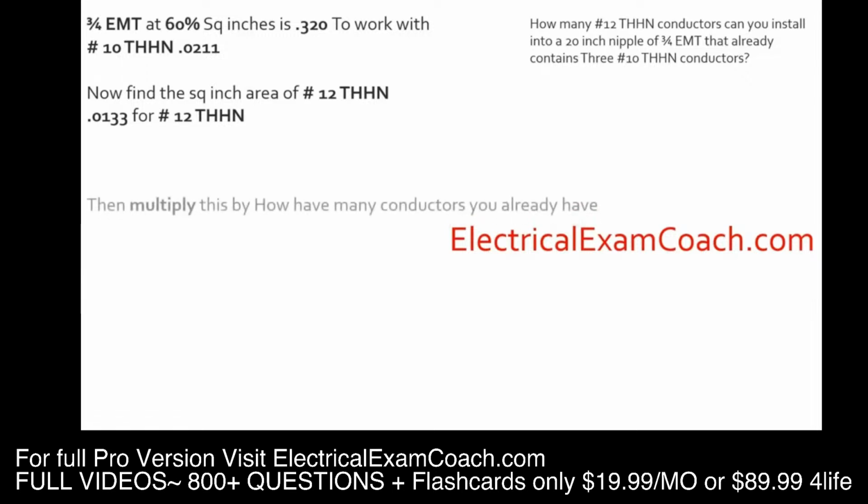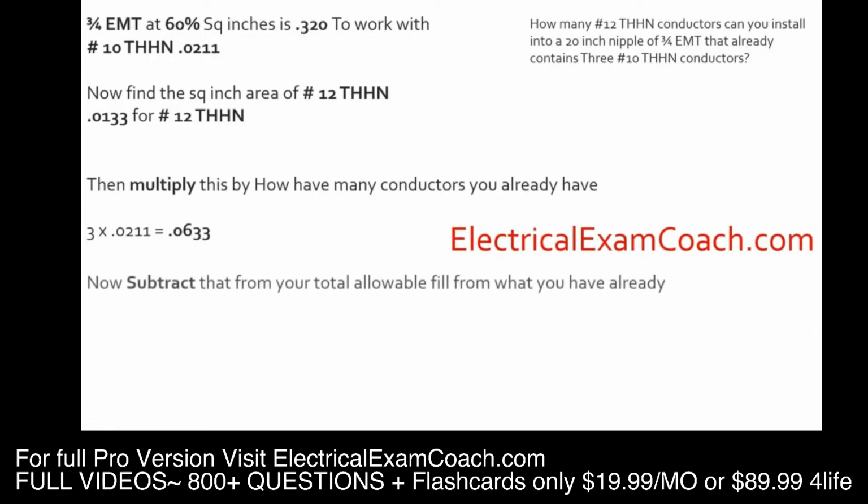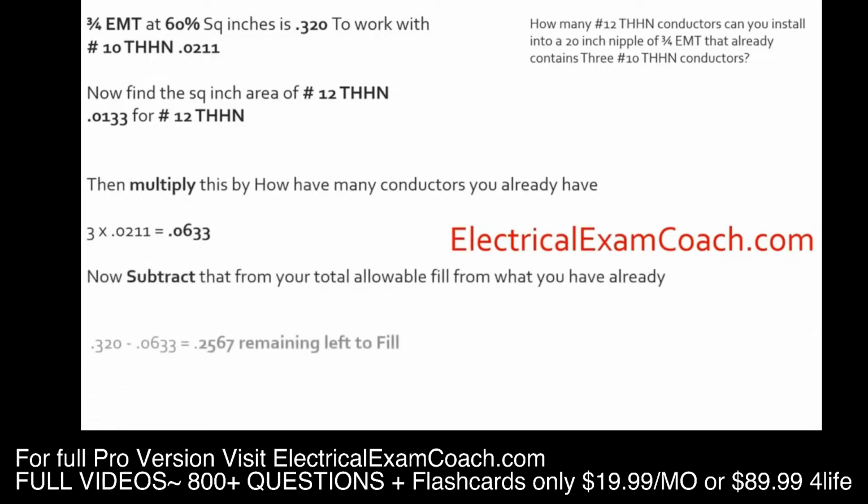Now, all we have to do is multiply. We take our original conductors, which was 3, multiplied by its value, and that gives us this value. Then all we have to do is subtract from our starting value. Our starting value was 0.320. Now all we have to do is minus what we already have, and that lets us know that we have this much remaining left to fill.